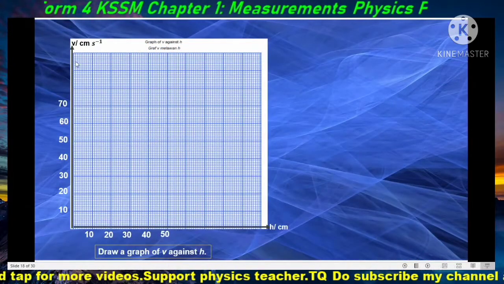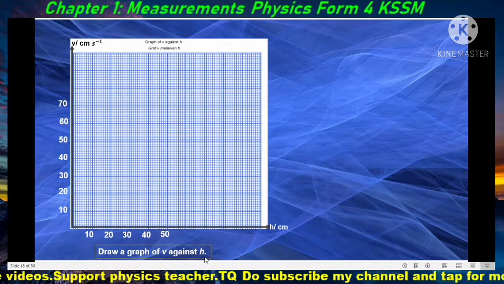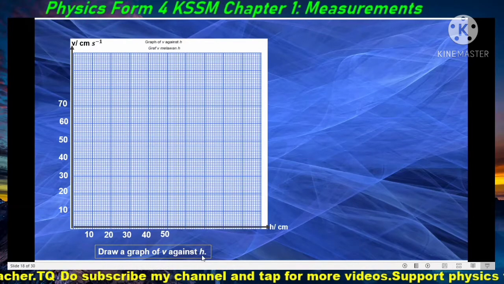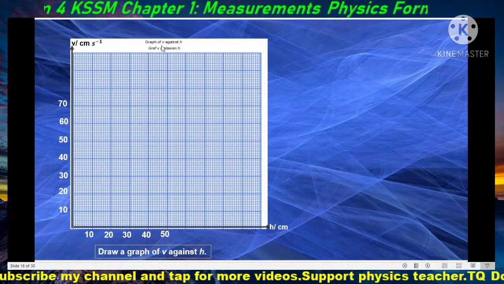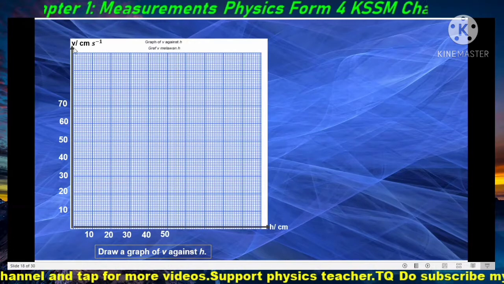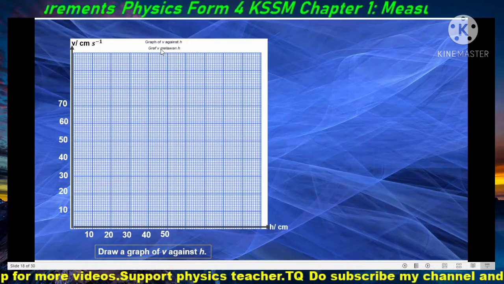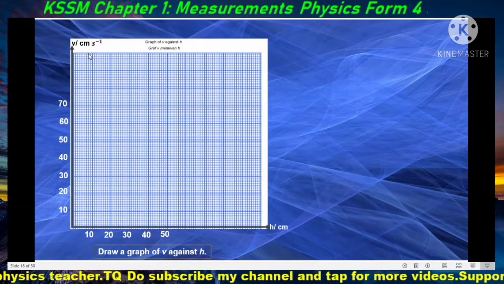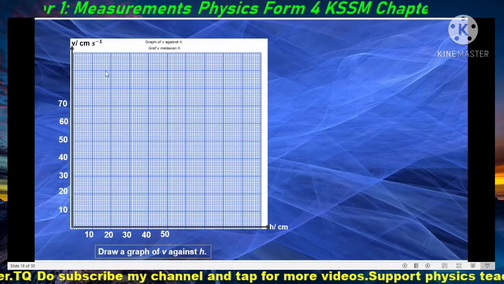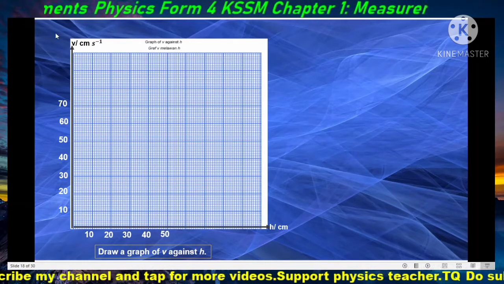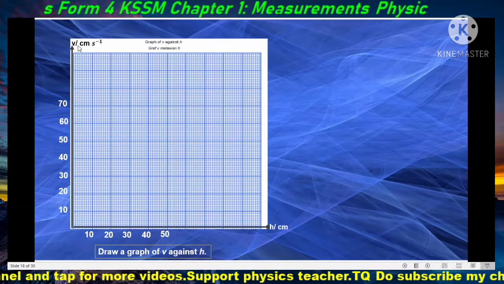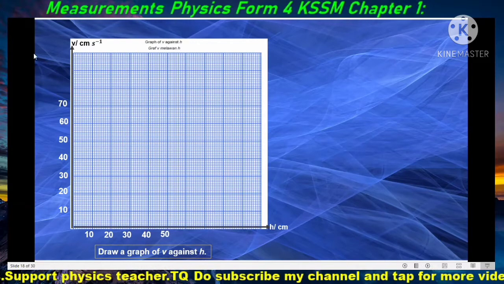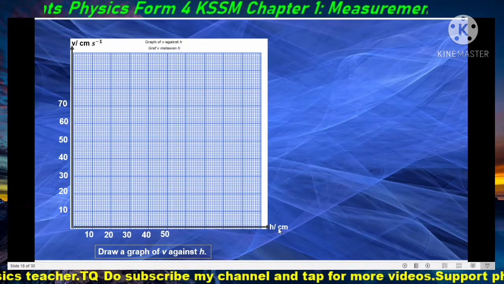Okay, let's say you have a graph paper. What should you do in order to draw a graph of V against H? If you look at the title, V against H, meaning the y-axis must be V and the x-axis must be H, because for a graph we always read it as y against x. So you need to label and write the correct unit. V, the unit is centimeter second to the power -1. H, the unit is centimeter.